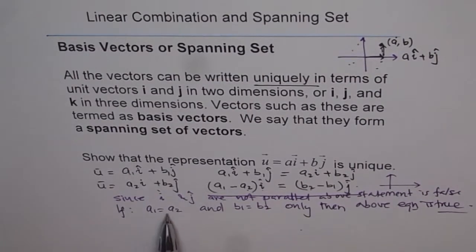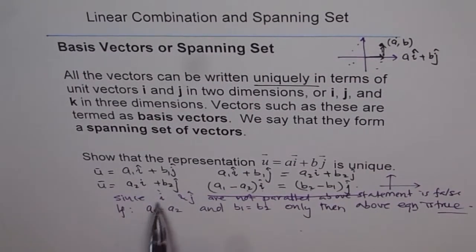So we have proved that a1 and a2 are actually the same values, and b1 and b2 are actually the same values, correct? So they are unique values. We cannot have more than one value in this relation. I hope you appreciate that part.